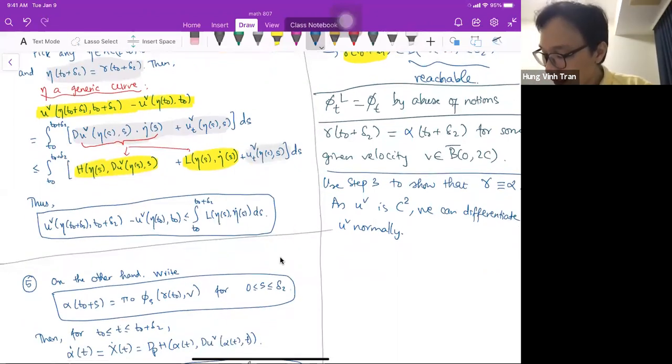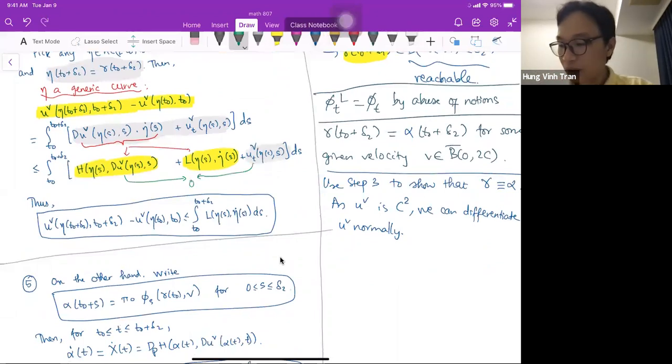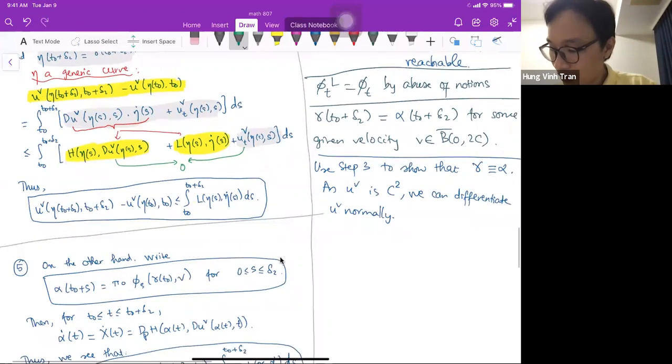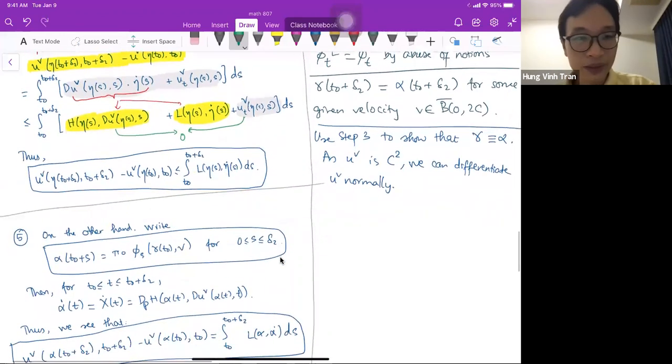And clearly this allows us to conclude. So remember that, combining this with this gives you 0, right? Because UV is a local solution to our Hamilton-Jacobi equation, so you can omit that part. Again, this is a very simple trick, but one of the most important tricks in doing Hamiltonian dynamics and with KAM theory.